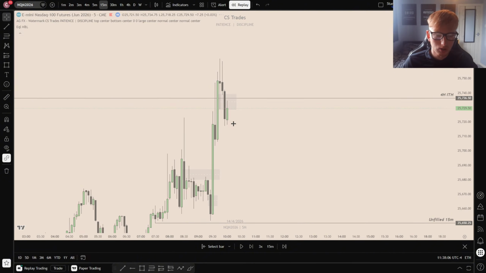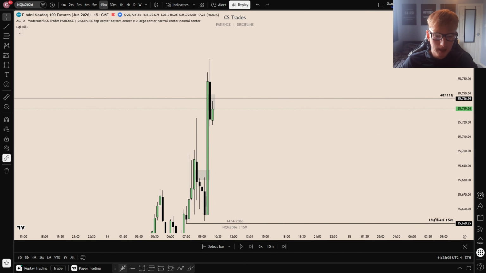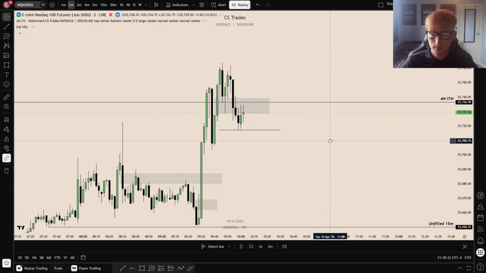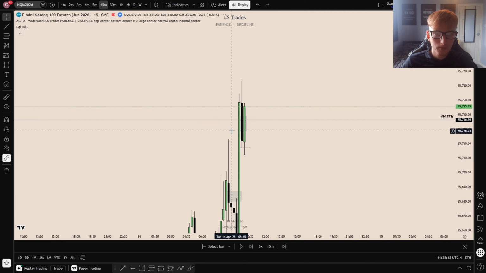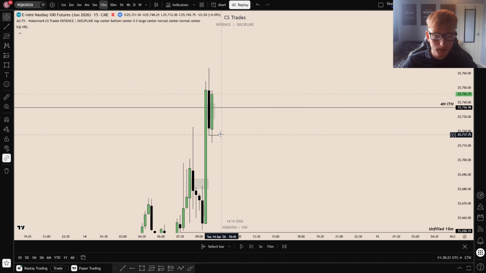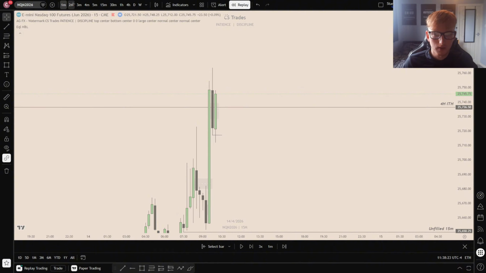And then I also called to go to break even at this unfilled 15-minute. So this would have been a break even trade with this short position. Guaranteed break even trade. As you can see here, we go hit the low and then we start pumping up. So I would not have hated long positions from here after this tap into the 15-minute fair value gap.